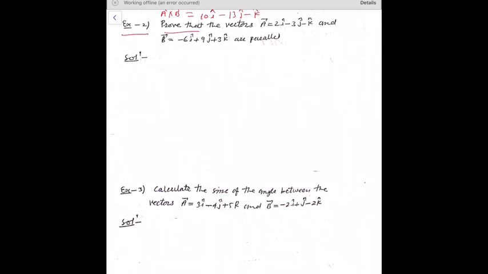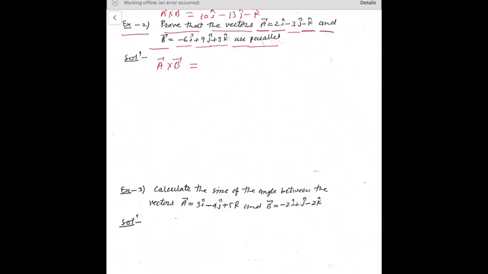Example 2. Prove that the vectors A vector is equal to 2 I cap minus 3 j cap minus k cap and B vector is equal to minus 6 I cap plus 9 j cap plus 3 k cap are parallel. So for parallel vectors, A vector cross B vector is equal to 0.